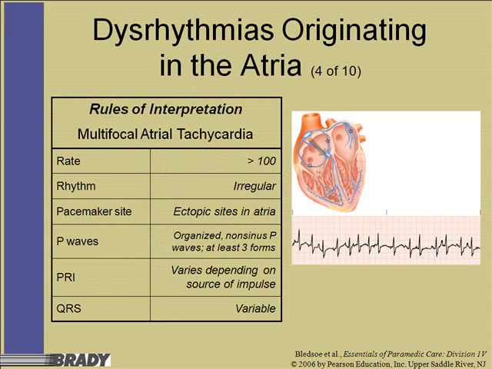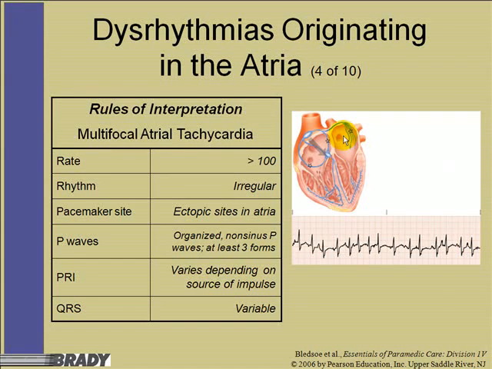Multifocal atrial tach. This is when we go down our rhythm here, I'm not even going to count all those, but I can tell we're at a rapid rate for a 6-second strip there. The rate is definitely greater than 100, and then the rhythm is irregular. So again, our measurements there from R to R, we can tell they're not the same. So irregular. We've got pacemaker site being ectopic sites in the atria.